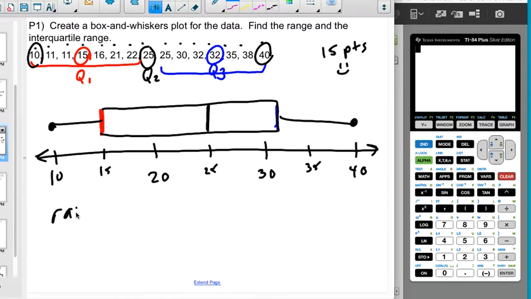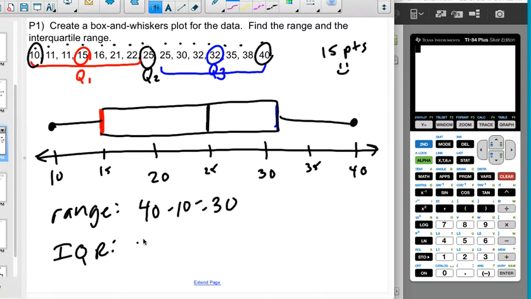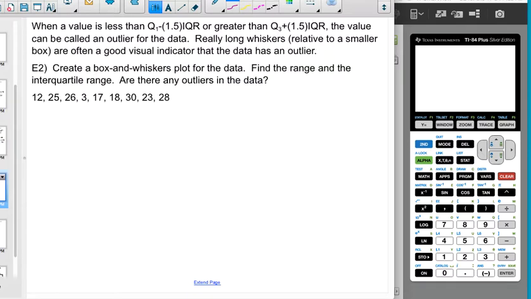I was asked to find the range. Range is always just max minus the min, so that's the 30. And the interquartile range, the IQR, is going to be the 32 minus the 15, so that'll be a 17, and that's it. So when a value is less than Q1 minus 1.5 of the interquartile range, or greater than Q3 plus 1.5 times the interquartile range, the value can be called an outlier for the data set.